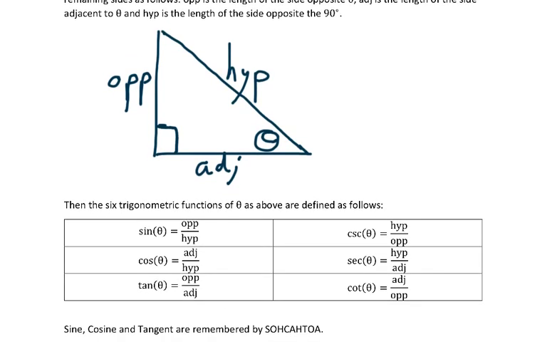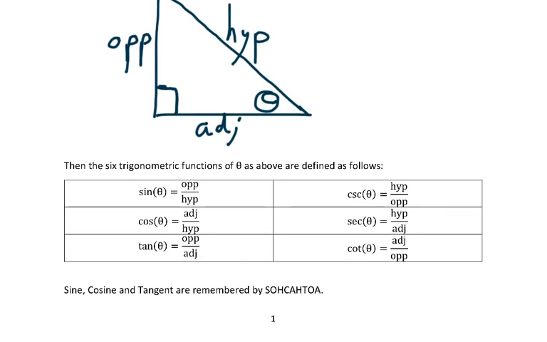But now we can define these six trig functions. We have sine, which is the length of the opposite divided by the length of the hypotenuse. Cosine, which is the length of the adjacent divided by the length of the hypotenuse. Tangent, which is the opposite divided by adjacent, and so on. This is actually cosecant. Here we have secant. Here we have cotangent.